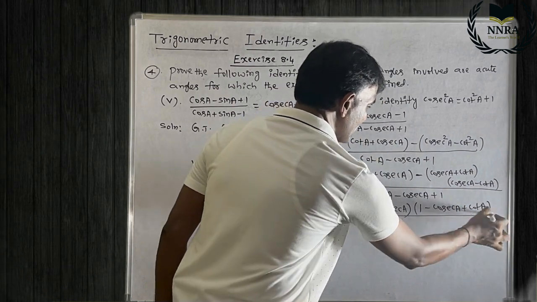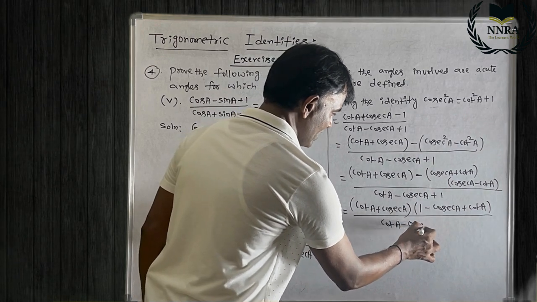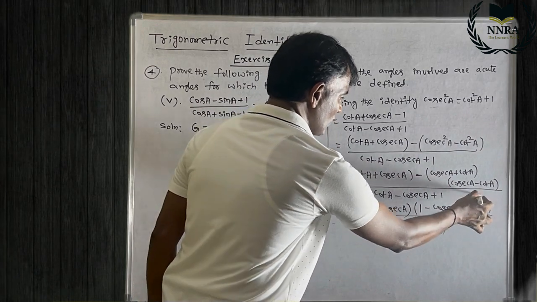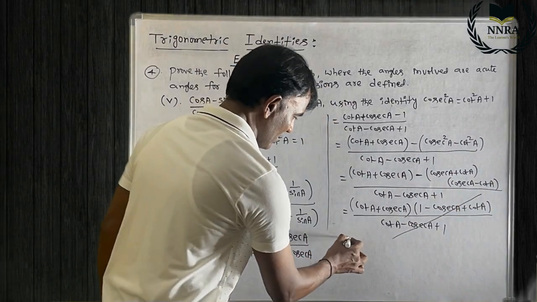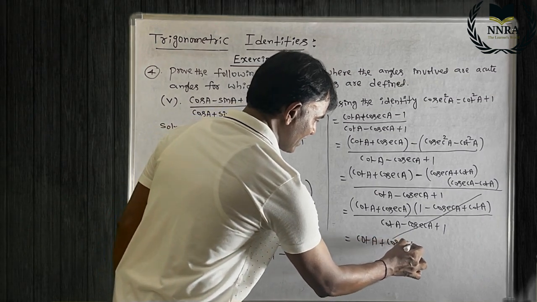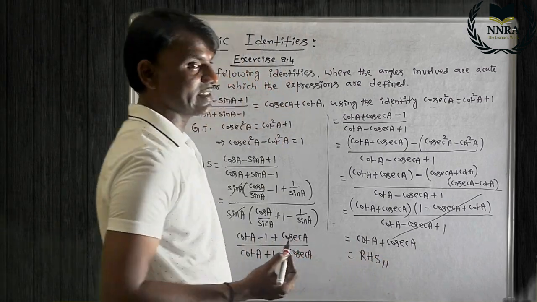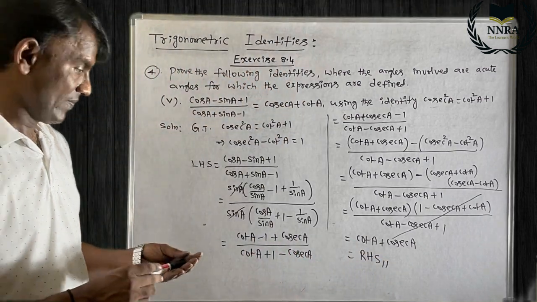And what is the value of the denominator? That is cot A minus cosecant A, then plus 1. Now both get cancelled. Then what is the remaining value? Cot A plus cosecant A. And it is equal to the right hand side value.